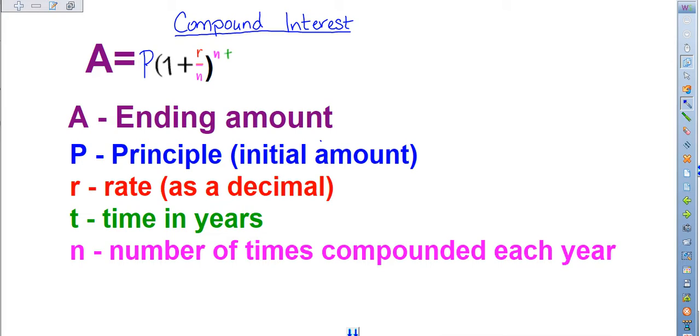A stands for our ending amount, or the amount after a given amount of time. P stands for the principal, or the initial amount. R is the rate as a decimal. Time is T in years. N is the number of times it's compounded each year. Okay? And then sometimes they'll give you weird formulas and things you need to know.